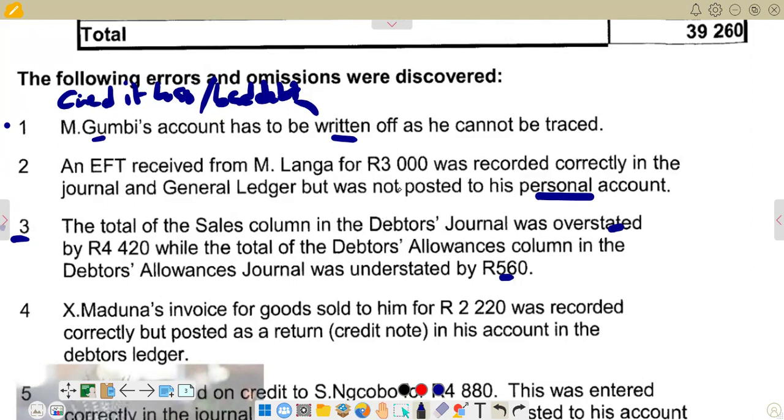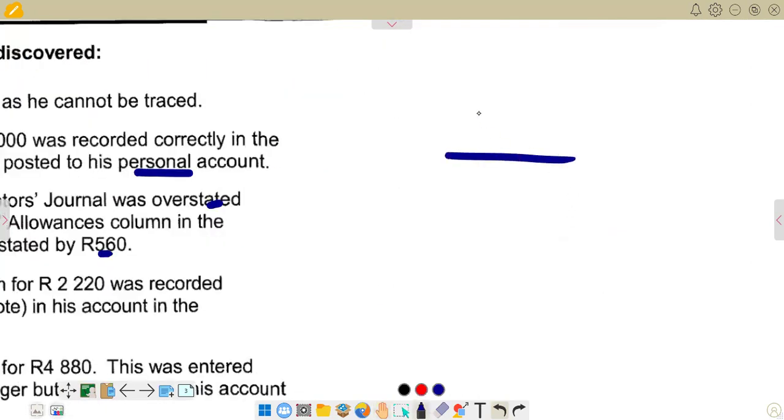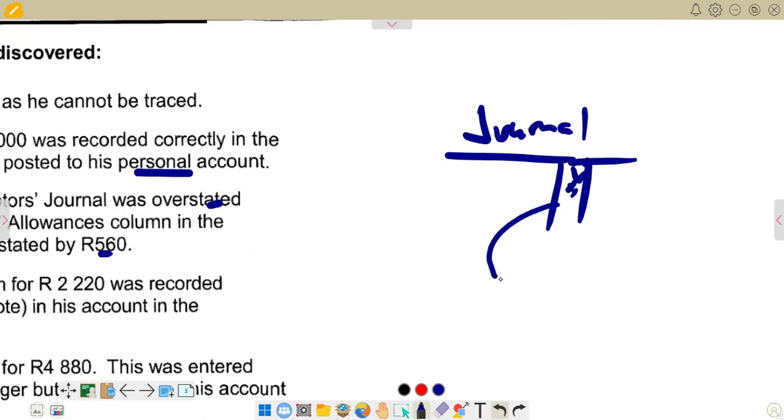Here we are saying this 3,000 was recorded correctly in the journal. So if it was recorded correctly in the journal, it means it's not going to affect the control account. Remember, we have got the journal here. Let's say this is our journal, and when we enter items in the journal, those items are going to be transferred to the debtors control. The total figures are going to be transferred to the control account.